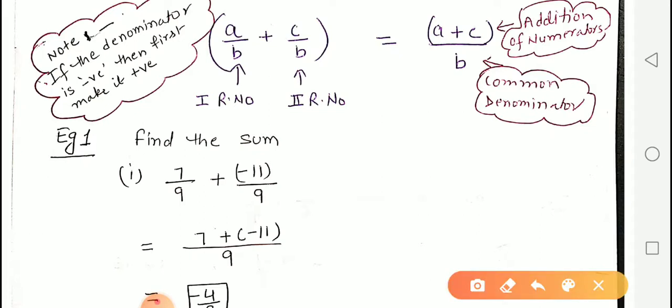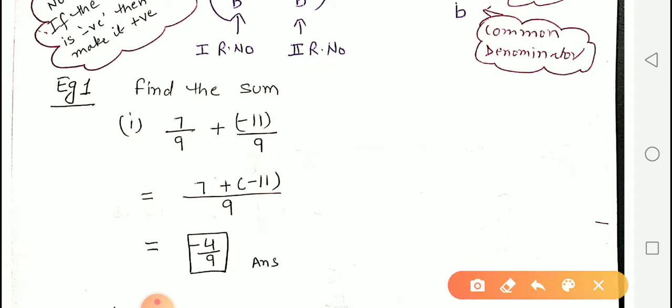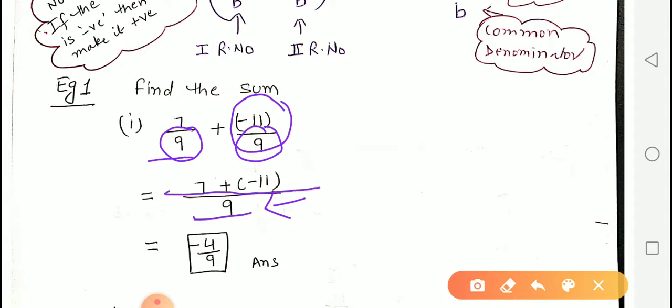Before starting our question, we have to keep in mind that if the denominator is negative, then the first step is always to make it positive, then start doing your sum. Now our first question is to add 7 upon 9 and negative 11 upon 9. Here both denominators are the same, that is 9. We write a common denominator, and in the numerator we add both numerators.